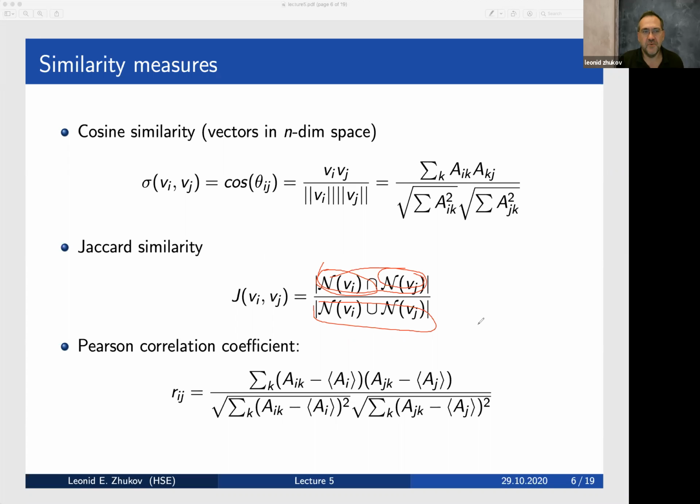We can also compute what's called the Pearson correlation coefficient, computed the way it's shown right here. The idea is that when you take the product A_ik and A_jk and sum over k, it's non-zero only on overlapping neighbors. So all of these three metrics are used to define similarity, and they have pretty much the same idea and similar behavior. The larger the similarity, the larger the metric.